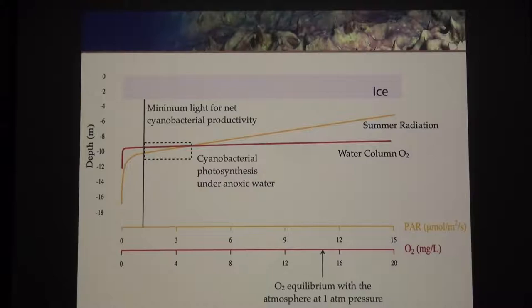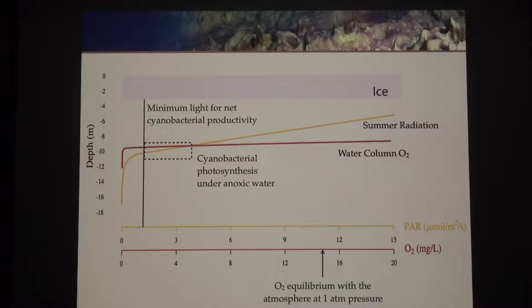Because it's Antarctica, half the year is dark and half the year there's light for photosynthesis. And so there are actually cyanobacteria that during the summer can photosynthesize under this anoxic water, but overall the year-long accumulation of oxygen is low enough, the flux out of the mat is low enough, that you have some hydrogen sulfide still present in the water.